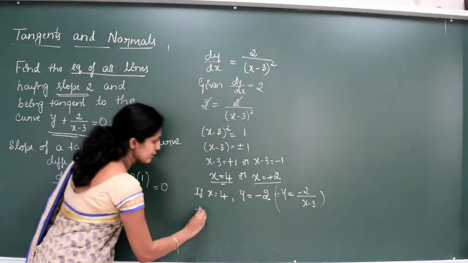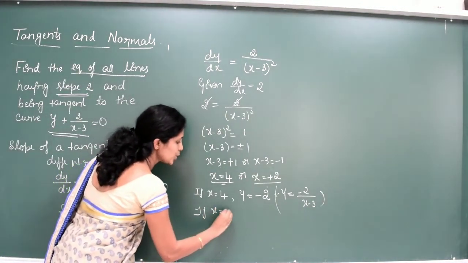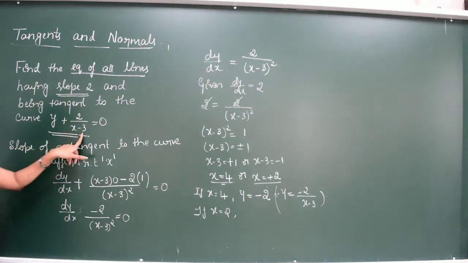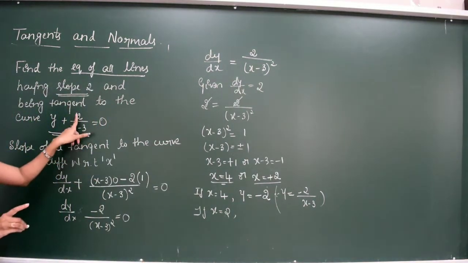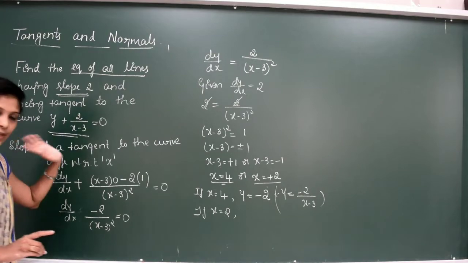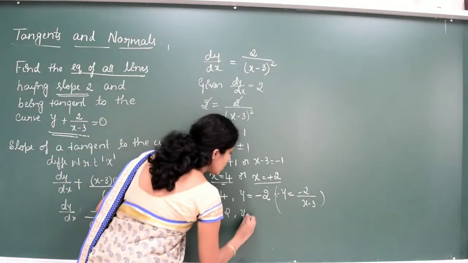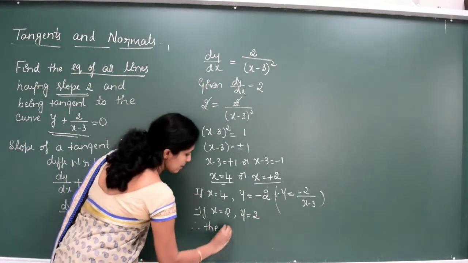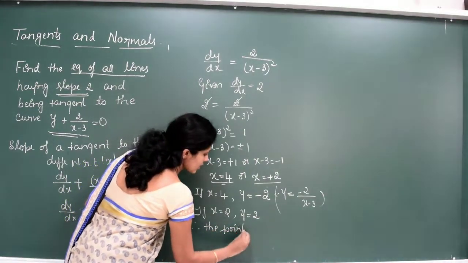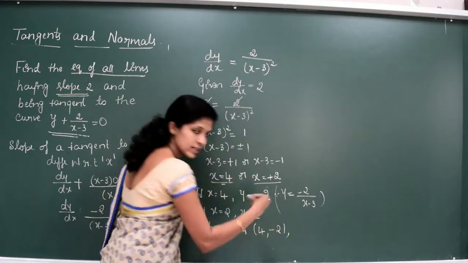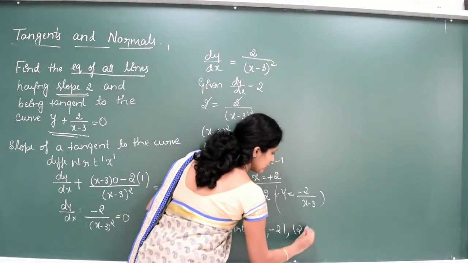Okay. Now, if the value of x is equal to 2, what will be the value of y? X is equal to 2, right? 2 minus 3 will be minus 1. 2 by minus 1 will be minus 2. Y minus 2 is equal to 0. So, y will be equal to plus 2. So, clear? So, the value of y is equal to 2. So, therefore, what are the points? X is 4, y will be minus 2, and another one is x is 2, y will be 2.